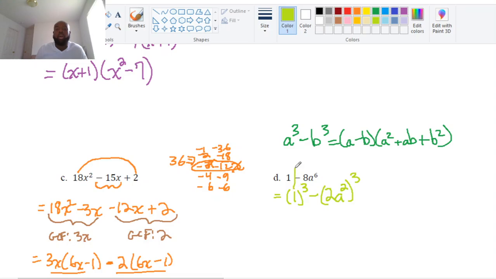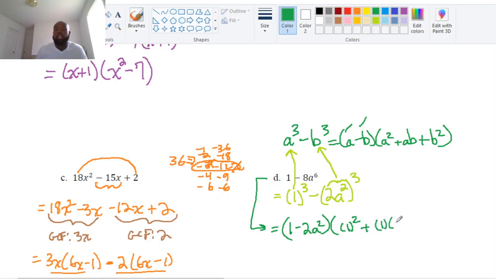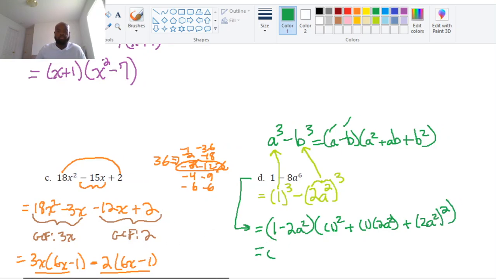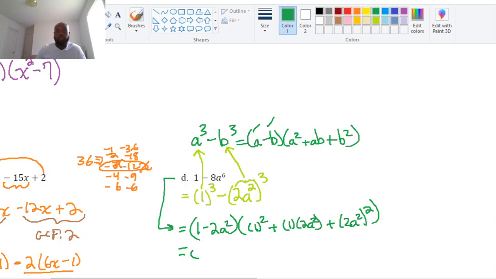And so I'm going to put the 1 in for this a here. I know this is weird. I'm going to put the 2a squared in for b. And so my polynomial in factored form is going to be a 1 minus 2a squared, times a 1 squared plus a 1 times a 2a squared plus a 2a squared, squared. And that would just simplify to 1 minus 2a squared times 1 plus 2a squared plus 4a to the 4th.